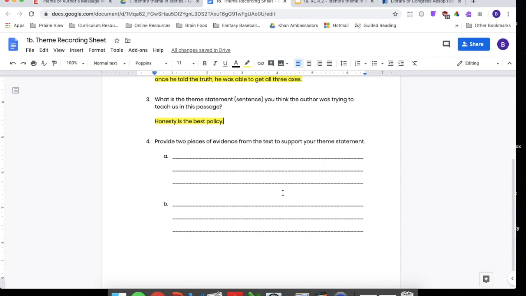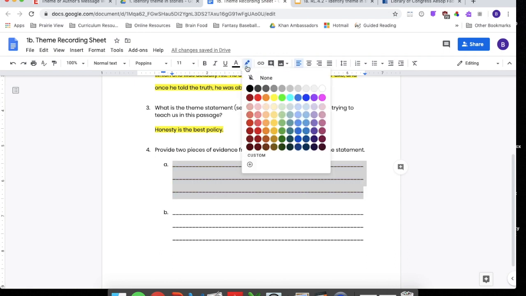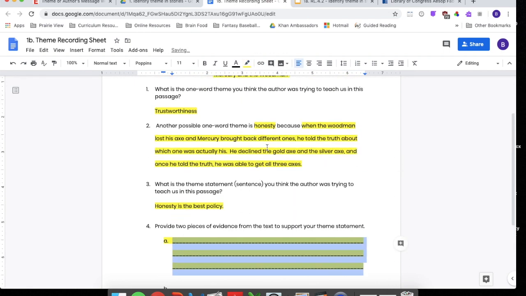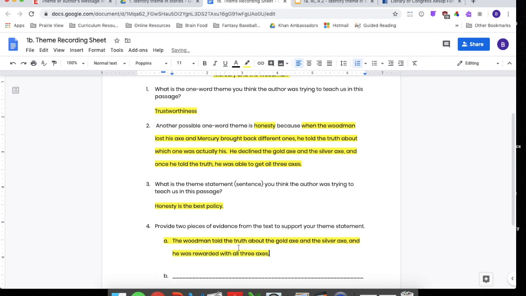Okay. Now the last thing is that we need to come up with some pieces of evidence to support our theme statement. And this is going to be pretty similar to our second one, what we had up here. So we'll say the woodman told the truth about the gold axe and the silver axe, and he was rewarded with all 3 axes. So he told the truth and good things happened.